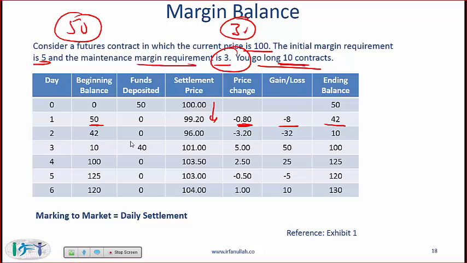Next day, the price drops further. So it drops a lot. You lose 32 on your 10 contracts. Now we are below the maintenance margin. The next day we need to add enough money to come back up to the initial margin. So that is an important point. And then the rest of the numbers you can follow. Notice that at the end of every day we are marking to market. This is called daily settlement. So gains and losses are being realized on a daily basis.